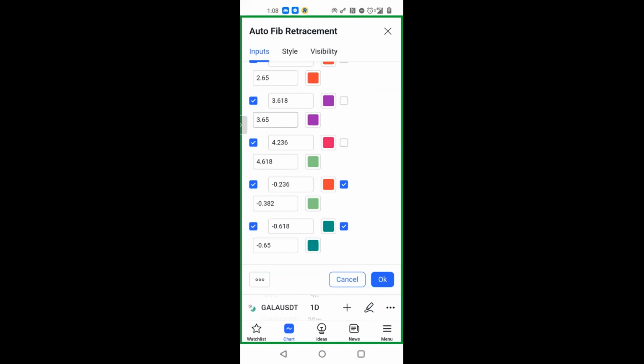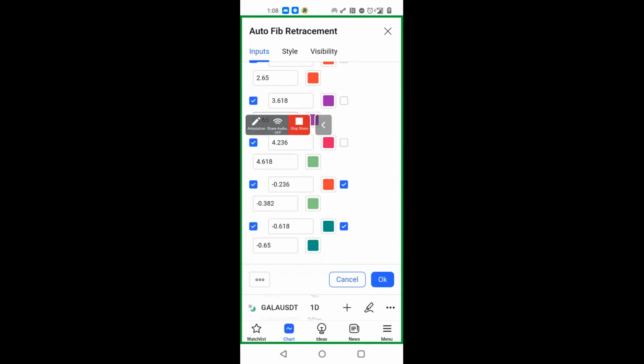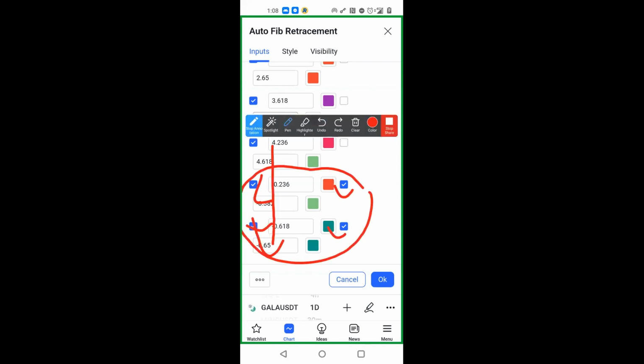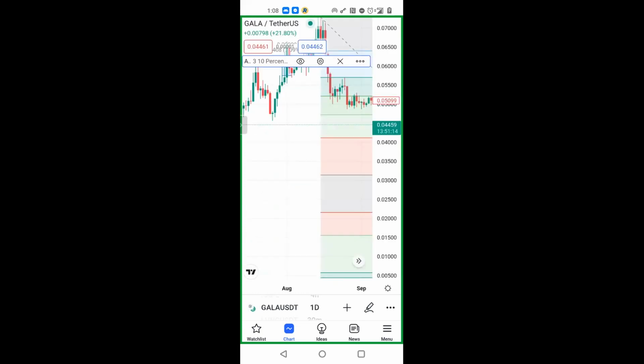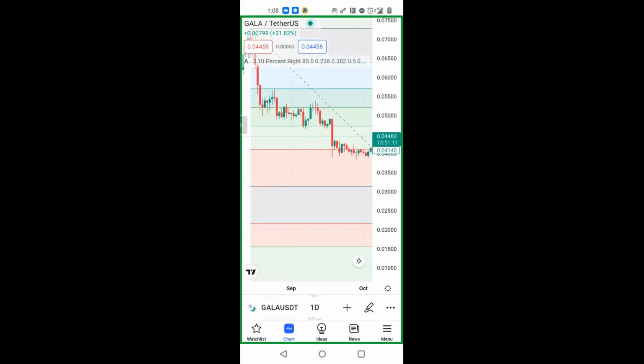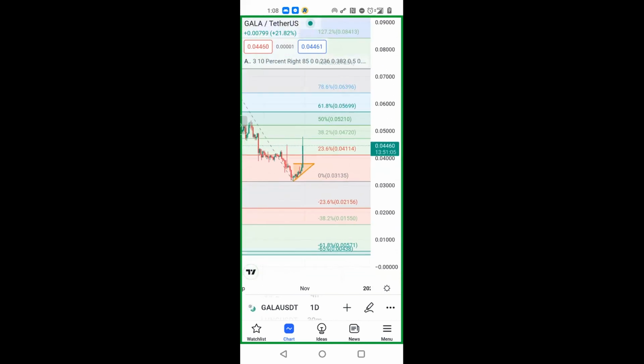I'm done with the settings. Simple. Open inputs, tick every box on your left, and the last 2 boxes, tick them left and right. We are done. Now, down here, there are 3 dots. Tap on them, save as default. If you don't save, you'll come back and what you had set has changed. So set it up, then press OK. Ladies and gentlemen, this is our auto Fibonacci retracement indicator in our screen. And we are done with setting it up.